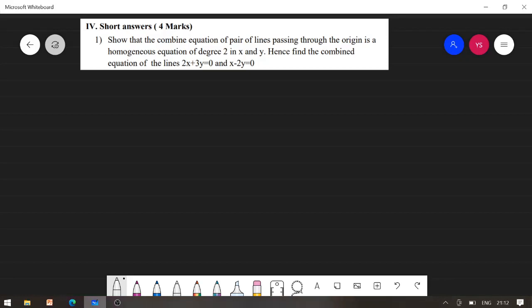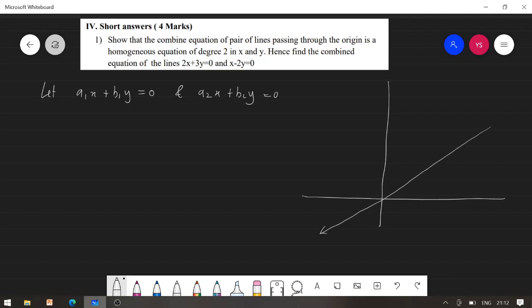So for that, let us consider two lines having the equation a1x plus b1y equals to 0. Once the lines are passing through the origin, then the constant term is equal to 0, meaning we have c value as 0 over here. And the second line has the equation a2x plus b2y equals to 0. So those lines can be represented graphically in the form passing through the origin. Keep in mind, you may draw that line strictly passing through the origin.